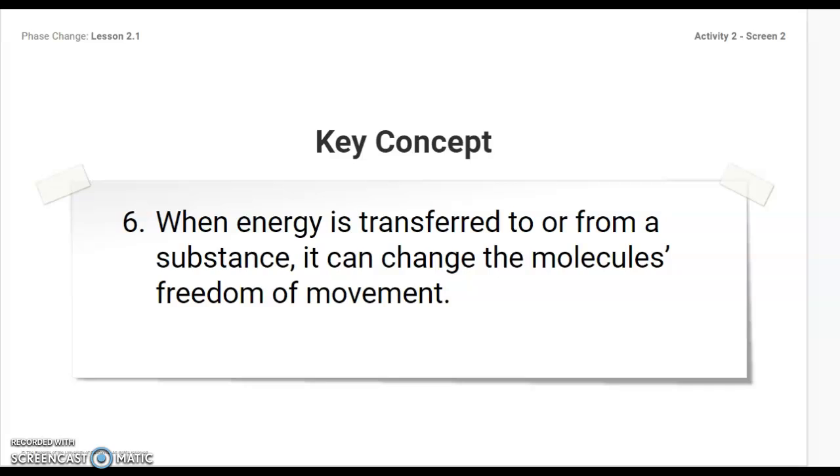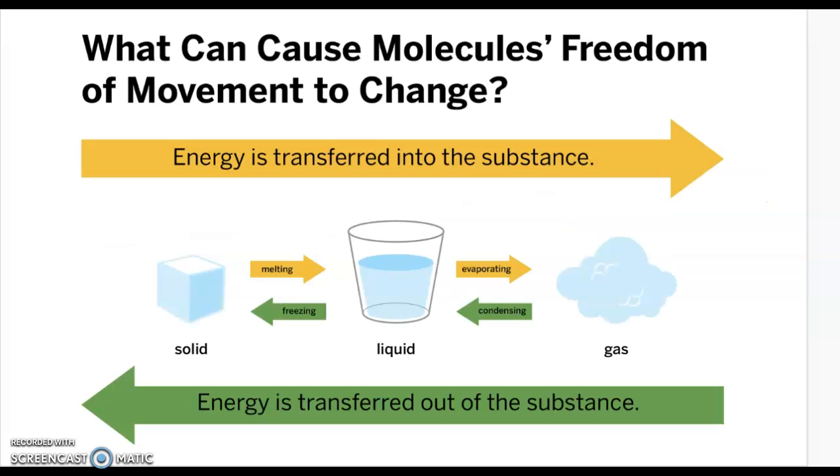We're going to look at this last key concept here for this lesson. This is what your takeaway should be. When energy is transferred to or from a substance, it can change the molecule's freedom of movement. So what can change it? Remember, energy transferred into the substance causes a solid to melt to a liquid to evaporate to a gas, and then if we transfer out, we go from a gas to a liquid by condensing, and we go from a liquid to a solid by freezing.